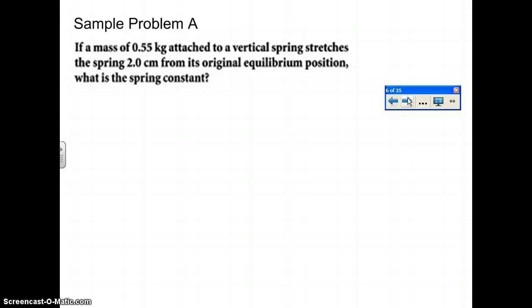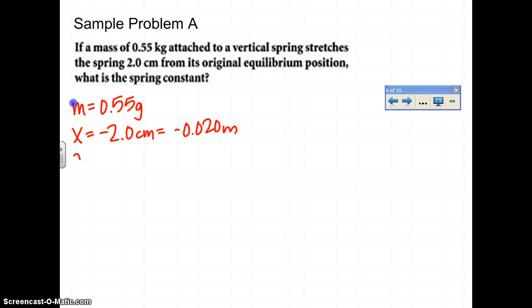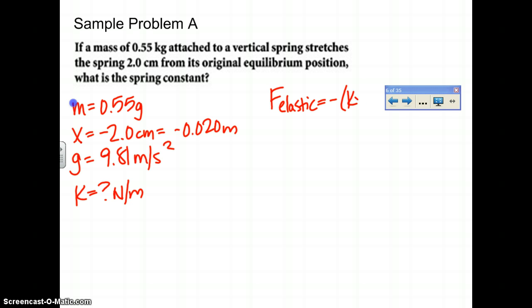Okay, sample problem A. You have a mass of 0.55 grams. You have a displacement of negative 2.0 centimeters, but you know that you really want meters, agreed? So that should be negative 0.020 meters. Your g is 9.81 meters per second squared, and you're solving for your spring constant in newtons per meter. So from this problem, you know that the equation that you want to use is Hooke's law. F elastic equals negative quantity kx. You want to solve for k. So F over x equals k.